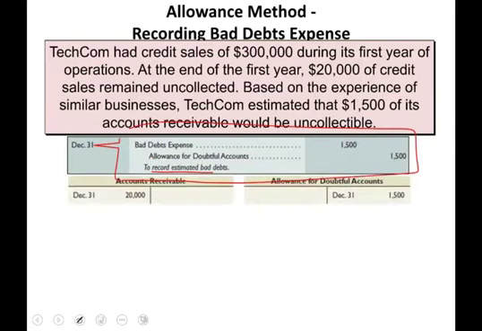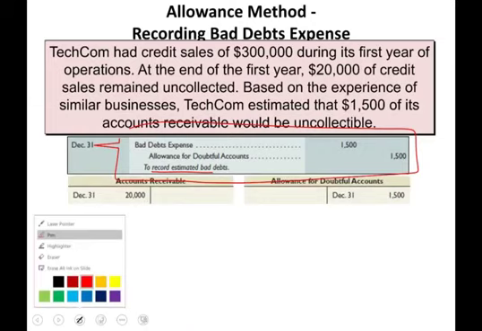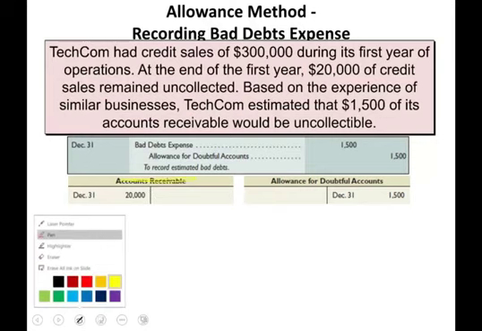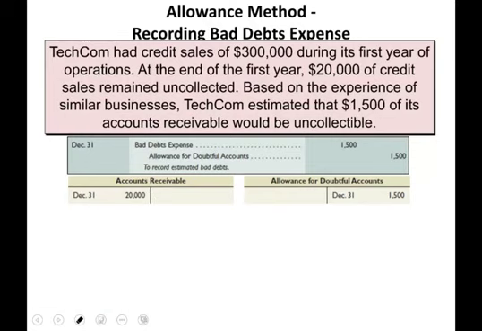Now here's how things look. We still have an account receivable of $20,000. That does not change. And what we do have now is allowance for doubtful accounts, a new account with a balance of $1,500. And this balance, as I told you, exists to serve this account.